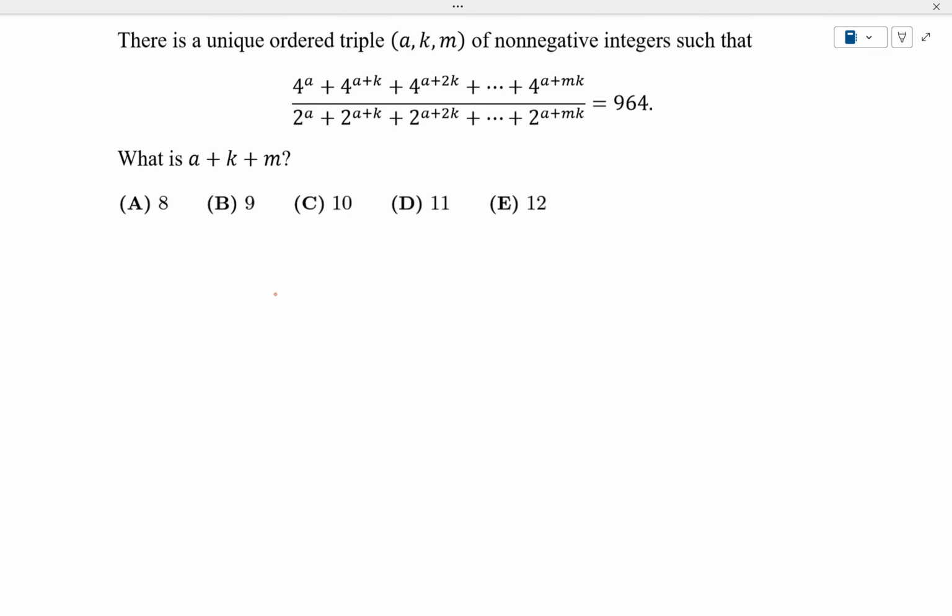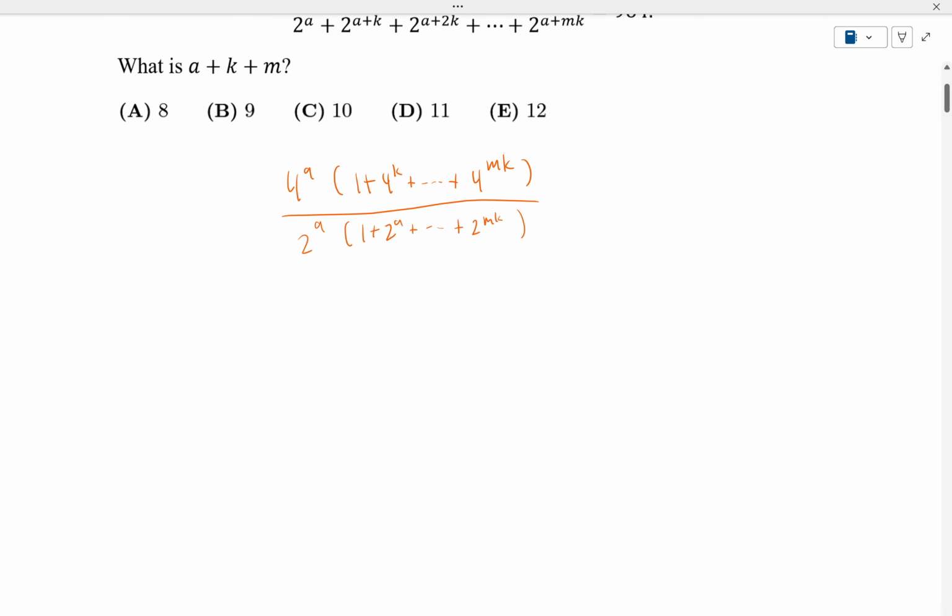Right away, you can factor out 4 to the a, and you'll get 1 plus 4 to the power of k plus and so on until 4 to the power of mk. And the bottom is just the same, except instead of 4 you have 2. So 4 to the a over 2 to the a is just 2 to the a. Now you have a partial sum of a geometric series, right?